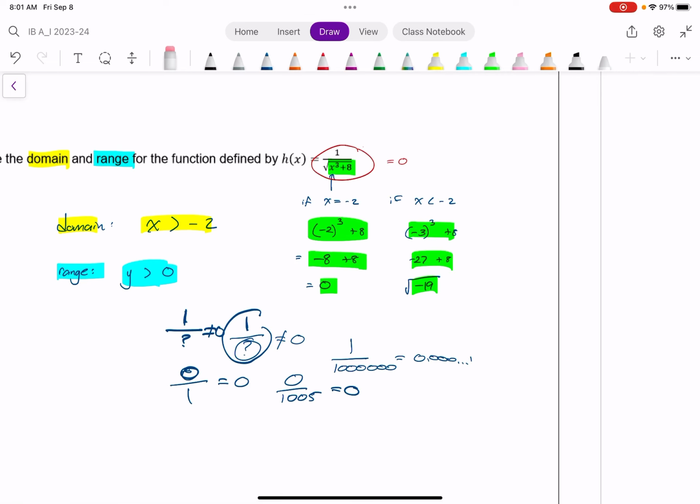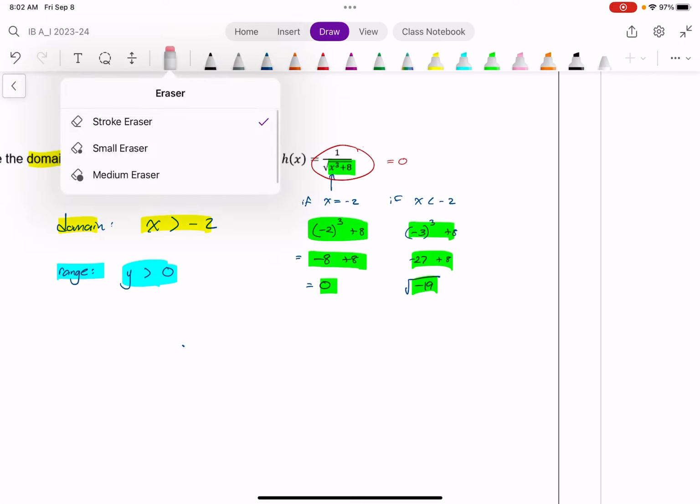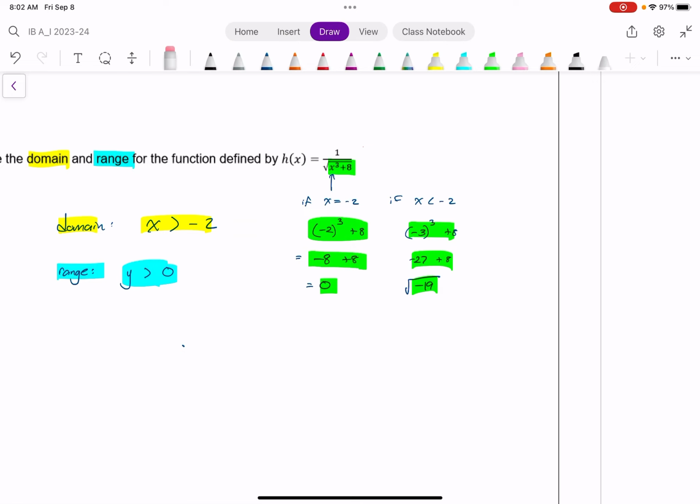And that's how I can just see, without even graphing anything, that for this function, I can understand why the y values, the outputs, the range, get really, really close to 0, but can never actually equal 0. Because 1 divided by anything will never, ever, ever equal 0.